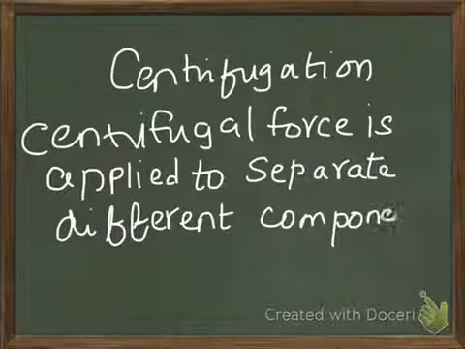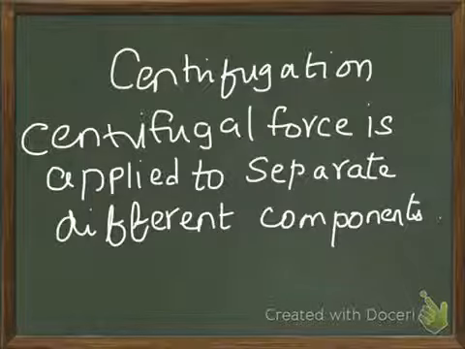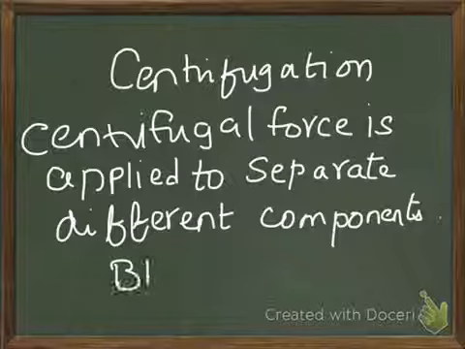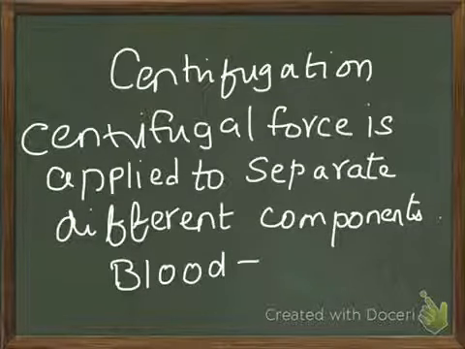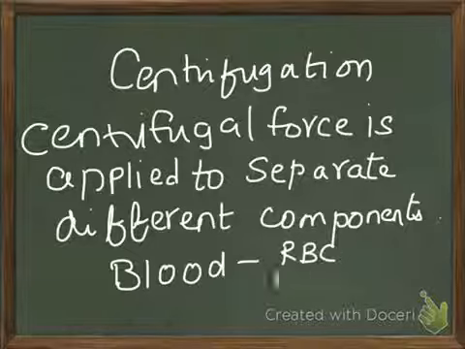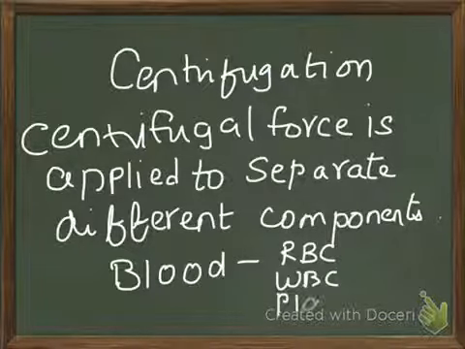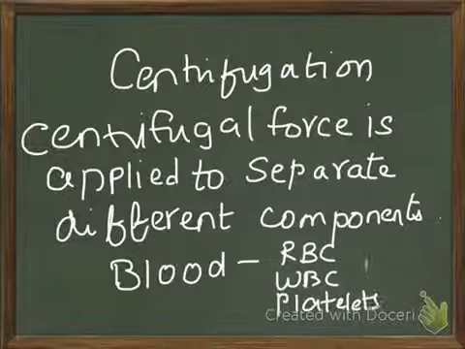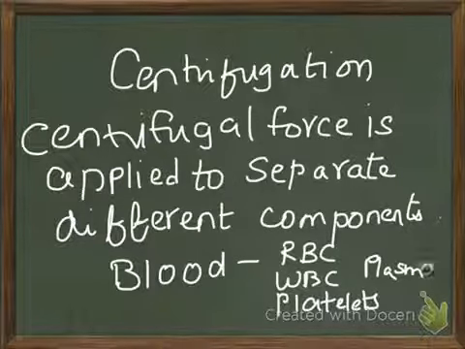This is called centrifugation. It involves a machine called a centrifuge which rotates at a high speed. The high speed or centrifugal force is applied to a given substance in order to separate it into different components. Example, blood. As everyone knows, blood contains RBC, WBC, platelets, and plasma. How is this separated?